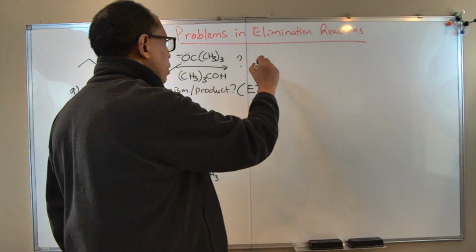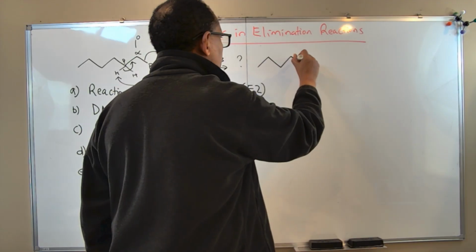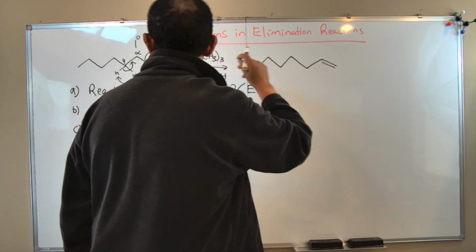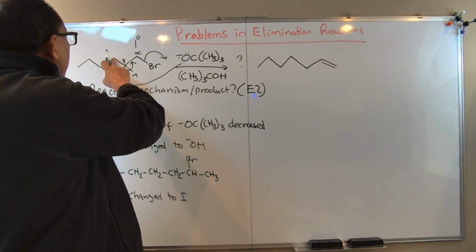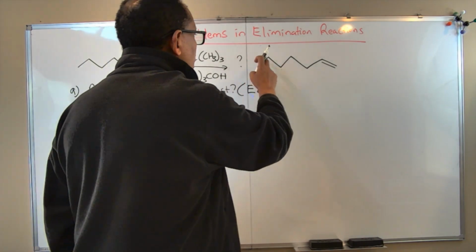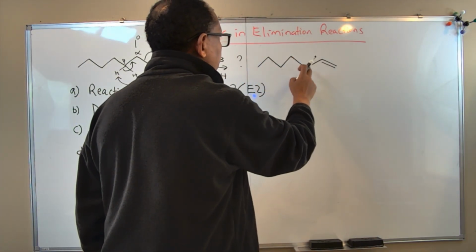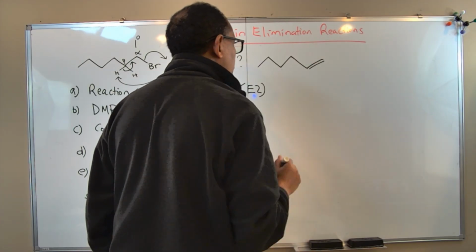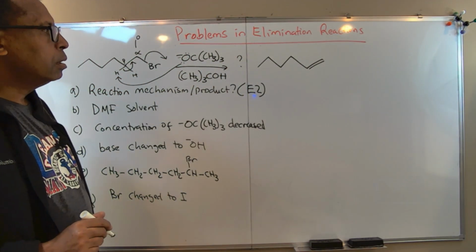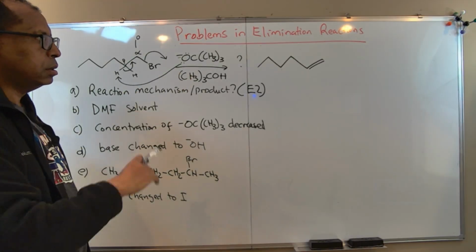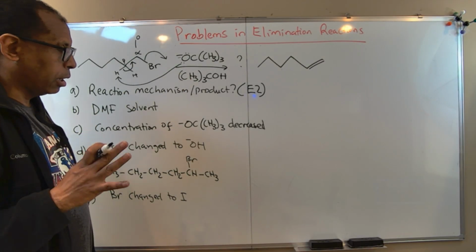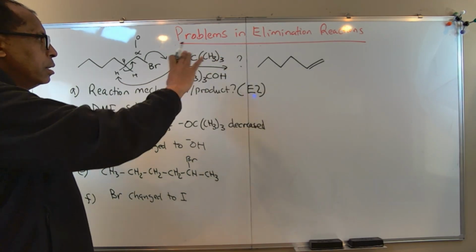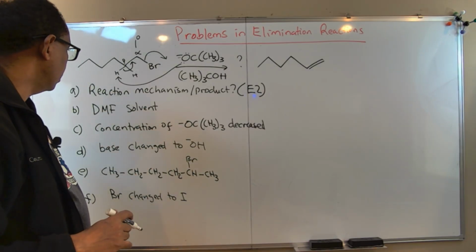So the product for this through that mechanism is 1, 2, 3, 4, 5, 6. So 6 is right here. So this will give you a terminal olefin. So this is just a monosubstituted olefin or an alkene. Olefin is an old naming, but anyways, that is a terminal alkene.